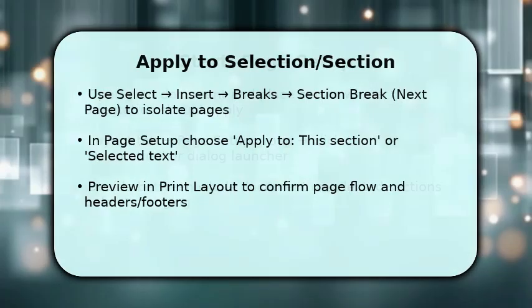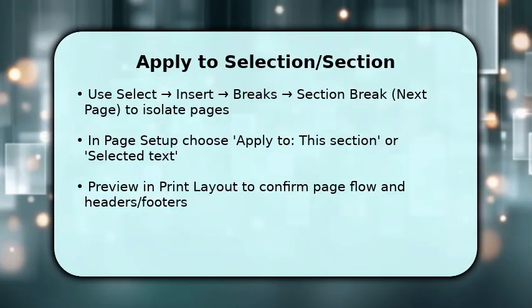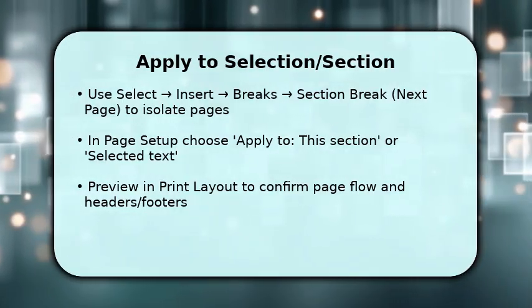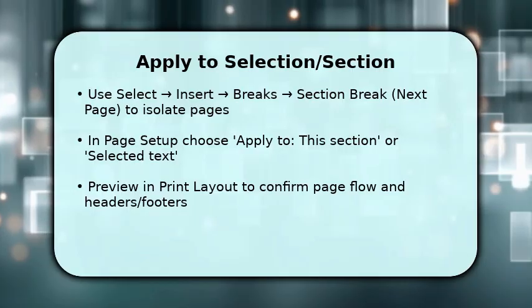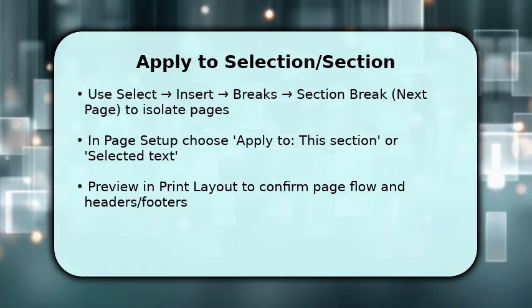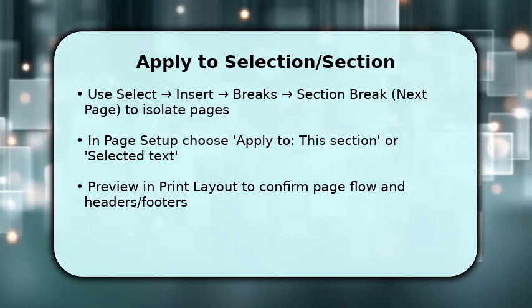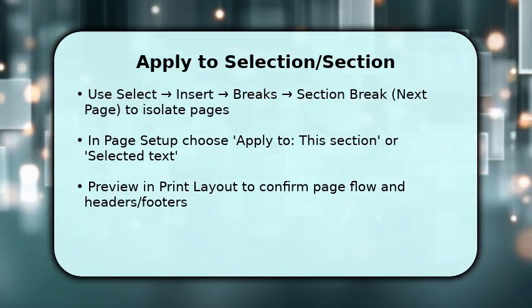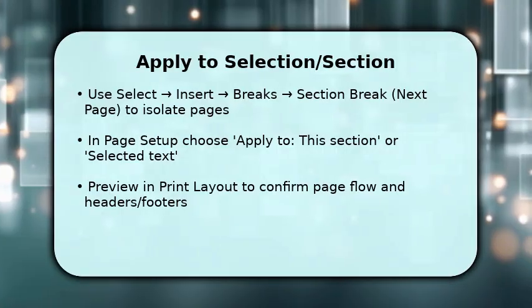You should now isolate the pages you want in landscape using section breaks. Insert a next page section break before and after the range. Then open Page Setup and choose Landscape, making sure the Apply to drop-down targets this section or selected text. Do not leave it on whole document unless intended.